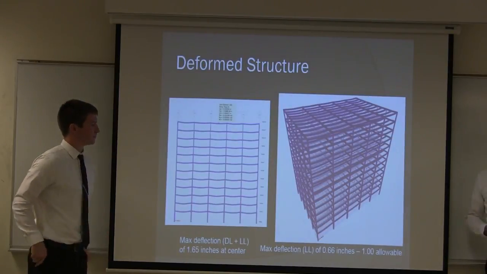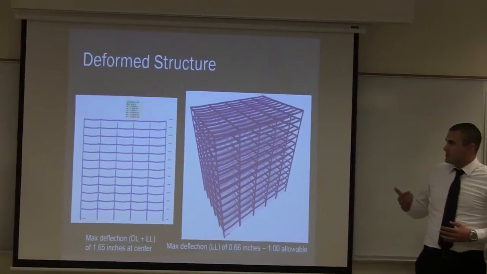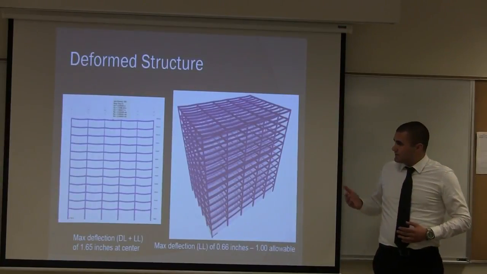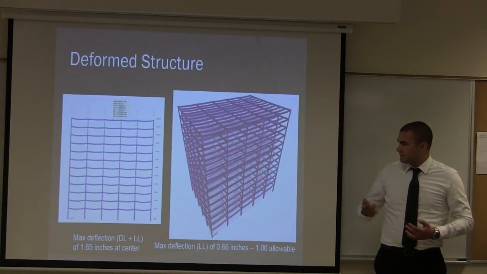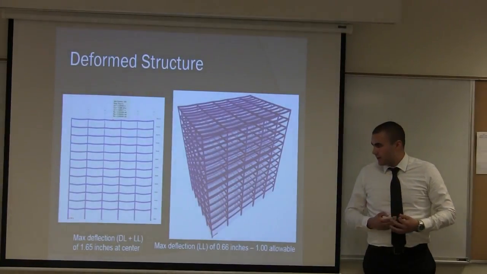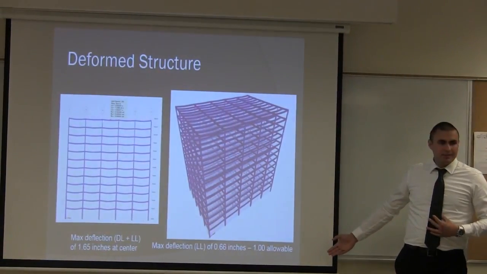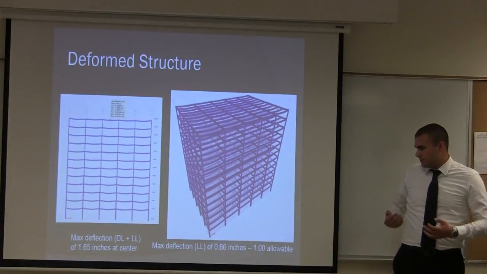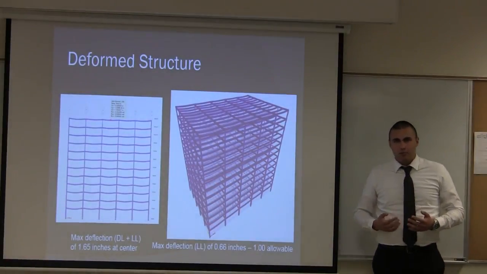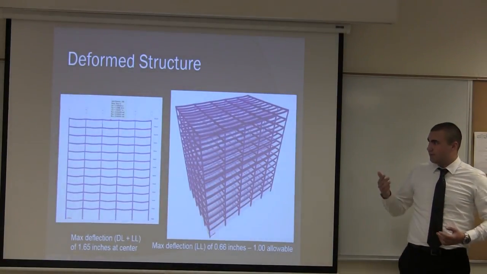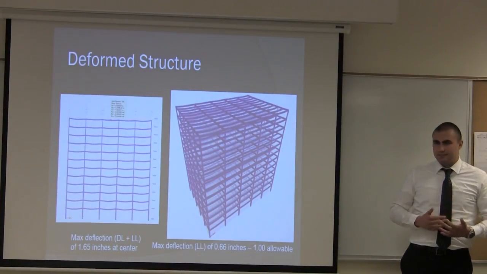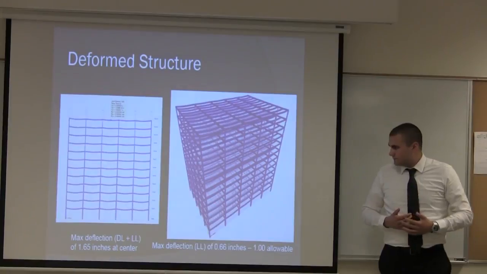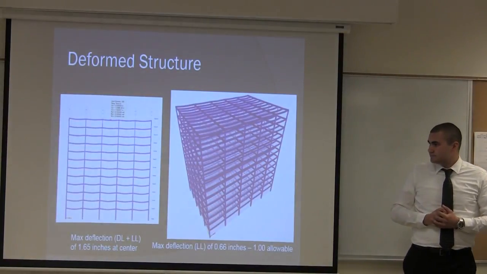Once we got everything set up in the model, we ran the analysis and got this deformed structure. The shapes that we're looking at, it looks like we are getting what we want. The bending appears to be in the right way. Our max deflection, based on just the live load alone, was 0.66 inches. We were allowed 1.0 inch, which is the longest span, 360 inches, 30 feet, over 360. So we were good on deflection.